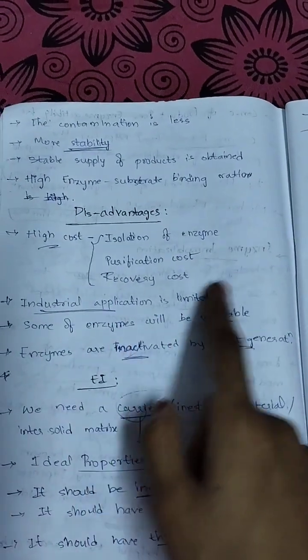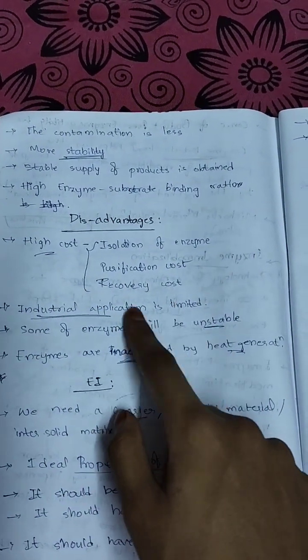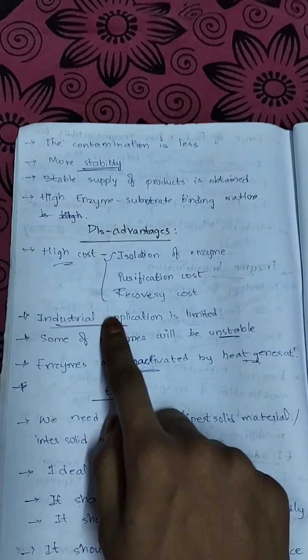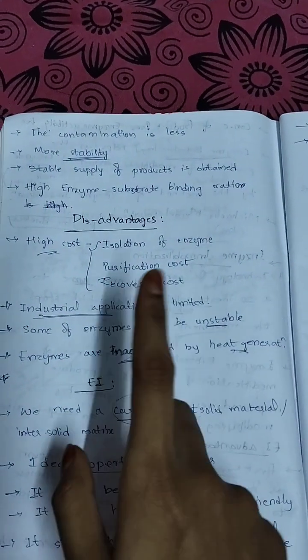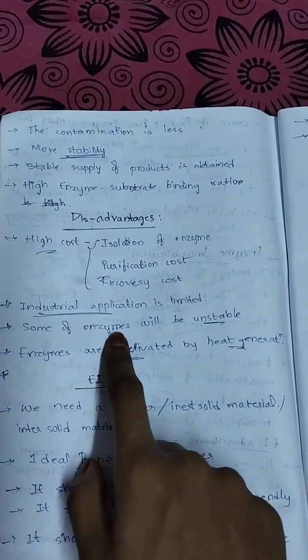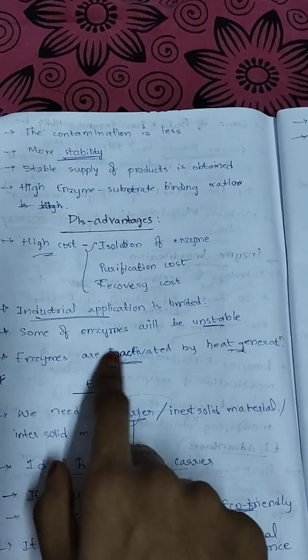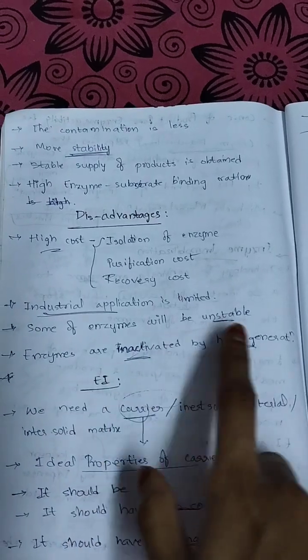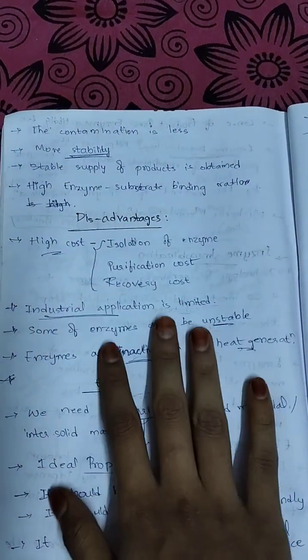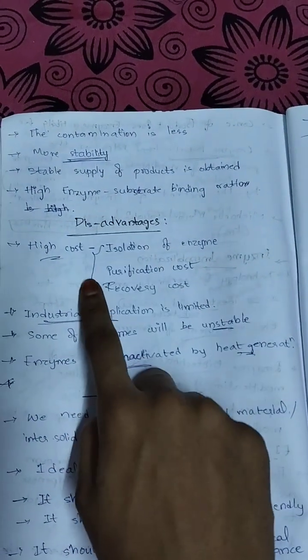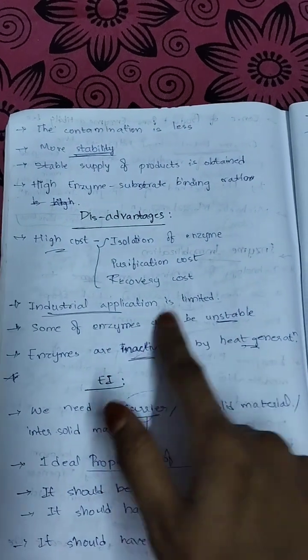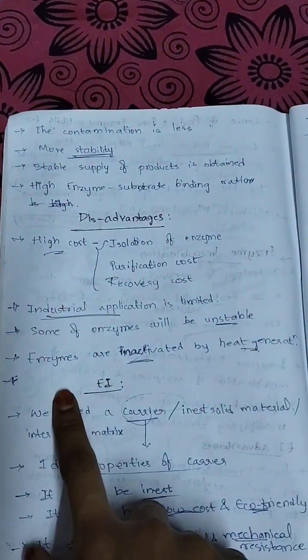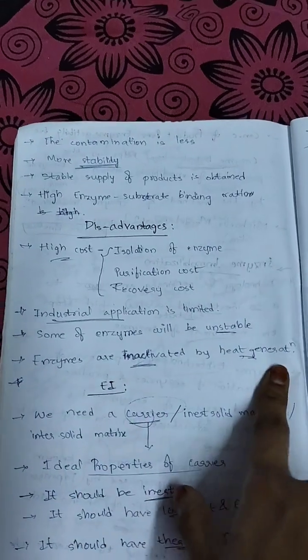For the isolation of the enzyme, purification and recovery costs are very high. Industrial application is limited for the immobilized enzyme, and some enzymes will be unstable. Enzymes are inactivated by heat generation. These are the disadvantages: high cost, limited industrial application, some enzymes are unstable, and also enzymes are inactivated by heat generation.